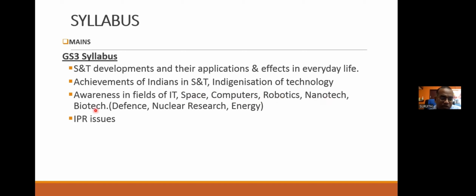So as per your syllabus, any of the science and technology developments that are happening in these areas, ICT, space, artificial intelligence, nanotech, biotech, you have to study that particular development. That is being considered as science and technology developments. And you have to study the applications. I have underlined the word significant. While decoding the syllabus, I have mentioned significant development.